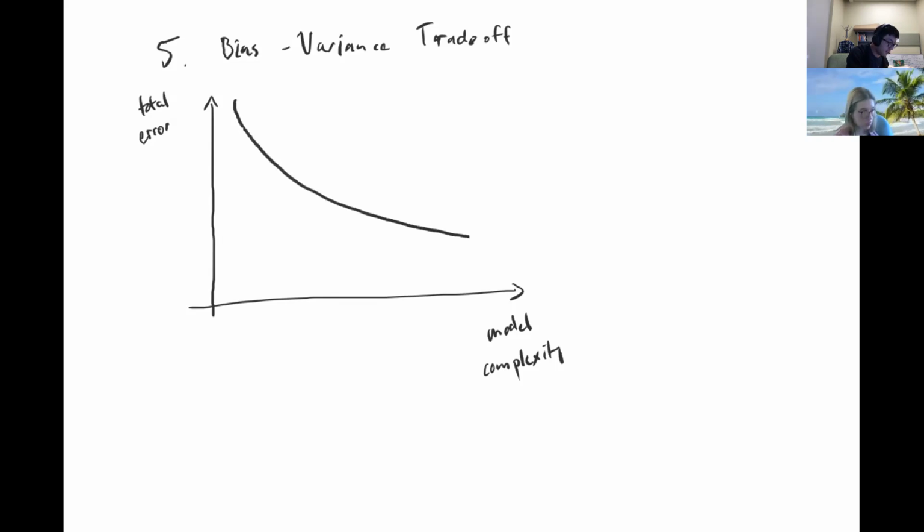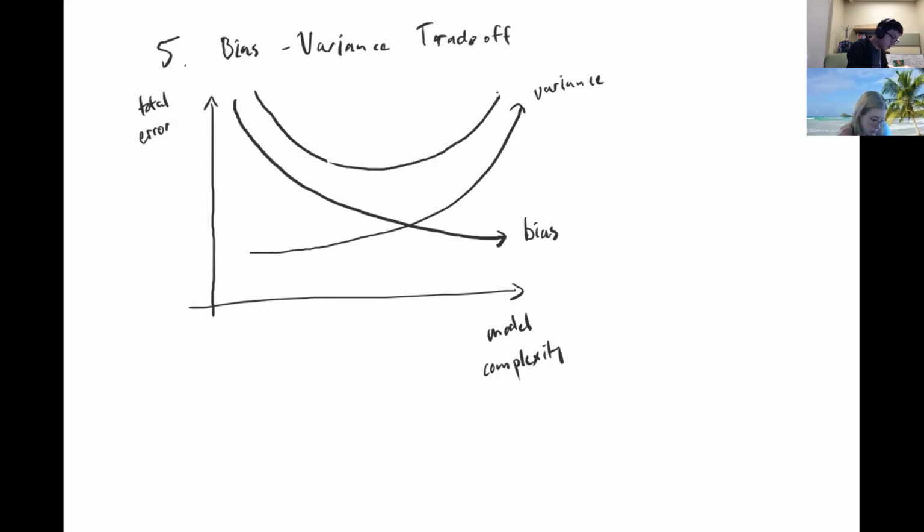So model complexity, we've talked about this. As your model increases in quote unquote complexity, you reduce your bias, but you also increase your variance. And so your total error will look something like this. And we basically want to reduce the total error as much as possible. How do we do this? Cross-validation.